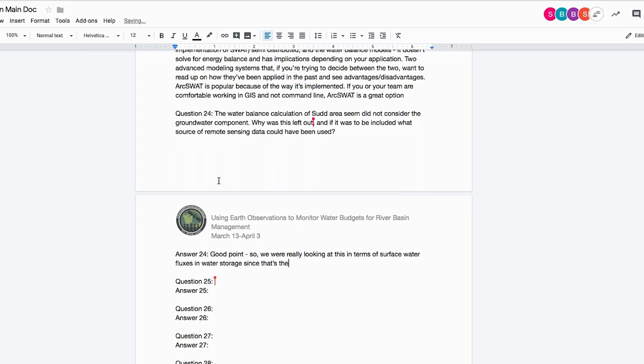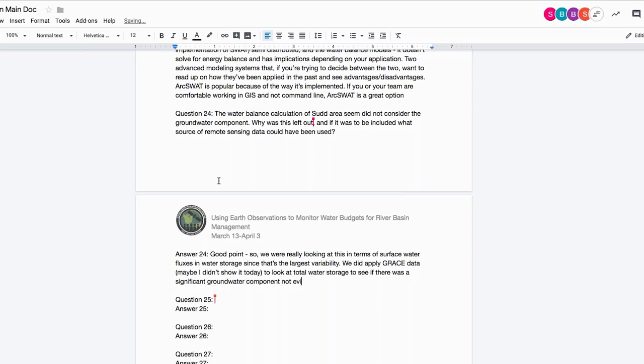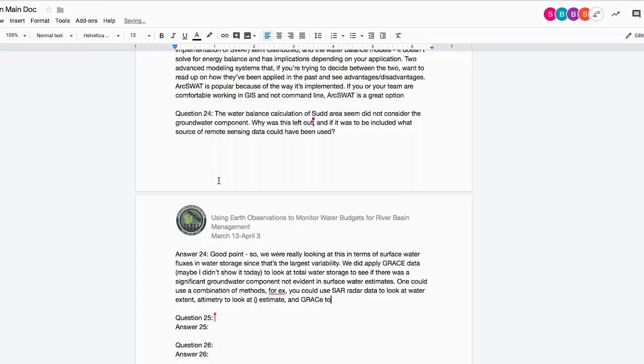We did apply GRACE data in this study. Maybe I didn't show it today, and we used GRACE there to look at the total water storage to see if there was a significant groundwater component that was not evident in our surface water estimates. And so one could use that. One could certainly use a combination of methods. For example, you could use the radar data, SAR data, to look at water extent changes, some altimetry to make that a volume estimate, and then GRACE to look at the total change in storage, subtract off your surface water estimate to get the residual to find out what's happening below the surface.